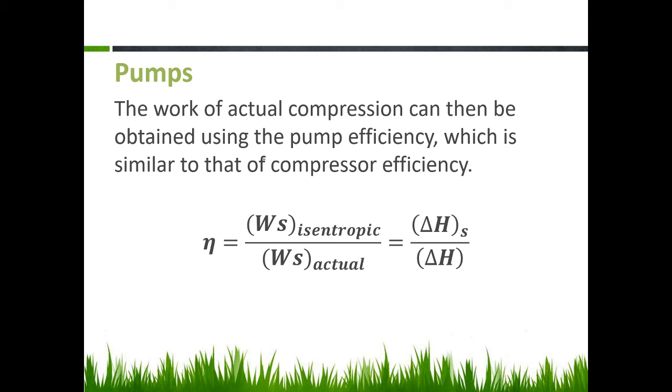And calculating the efficiency of pumps, kapareho lang ng equation ng compressor efficiency. Ganun din ang nasa taas, since it's a work requiring device. Yung isentropic delta H ang nasa taas nung equation kasi mas maliit yon. Diba, pag work requiring, mas maliit yung isentropic work required, or the minimum work. So, pareho siya ng compressor. Opposite siya ng turbine.